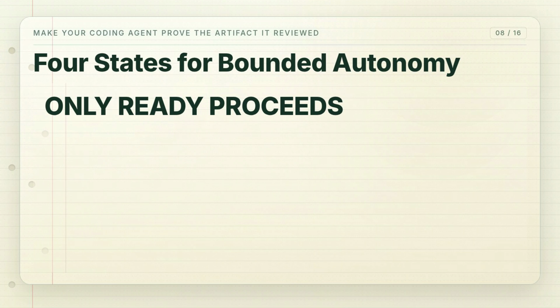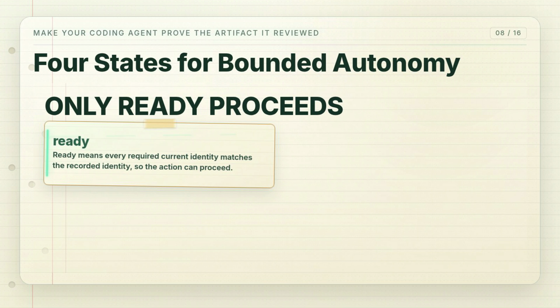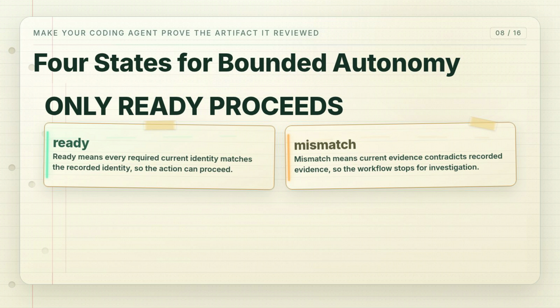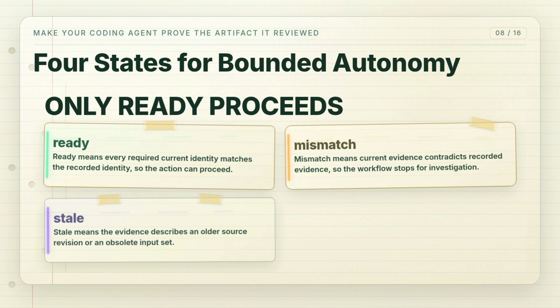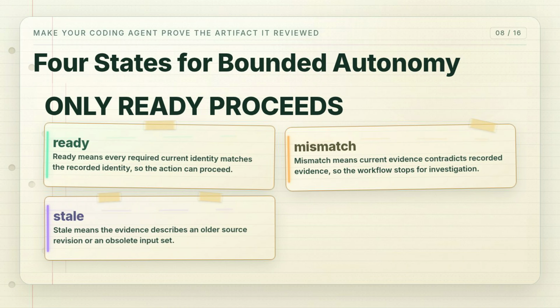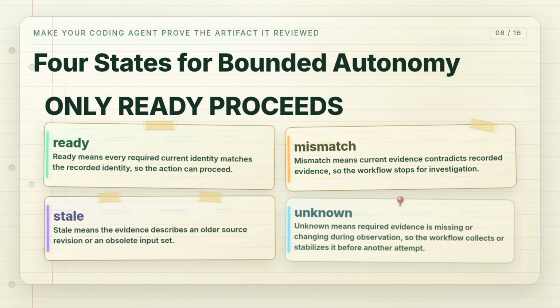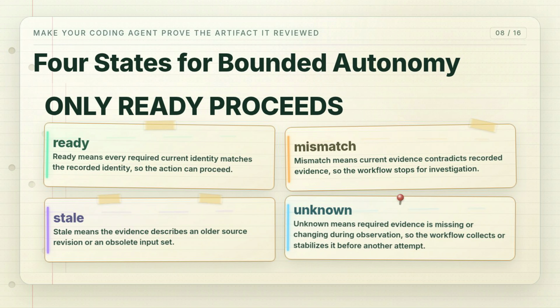The orchestrator needs 4 evidence states instead of 1 unexplained failure. Ready means every required current identity matches the recorded identity, so the action can proceed. Mismatch means current evidence contradicts recorded evidence, so the workflow stops for investigation. Stale means the evidence describes an older source revision or an obsolete input set. The workflow must rebuild or review the dependent work before it resumes. Unknown means required evidence is missing or changing during observation, so the workflow collects or stabilizes it before another attempt.